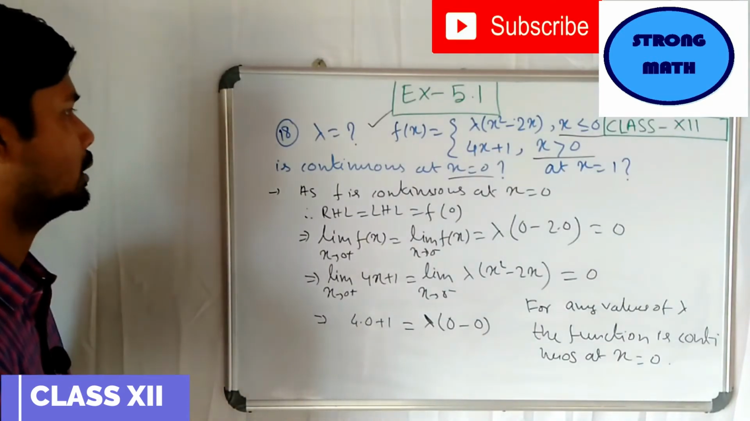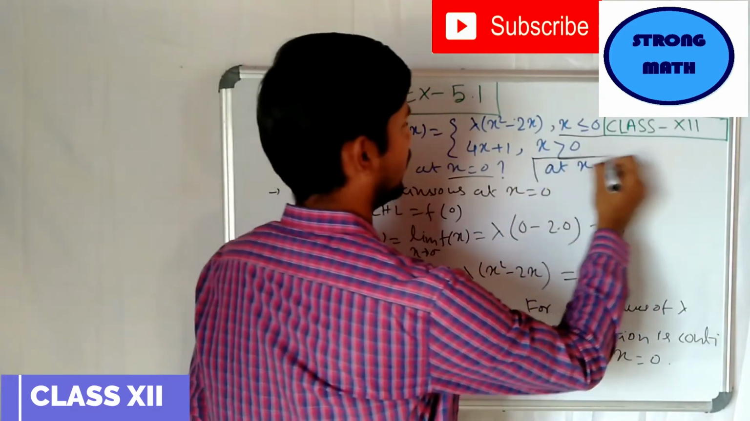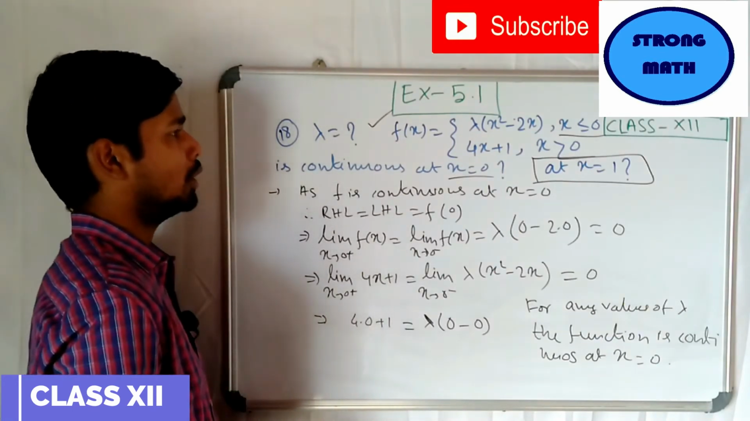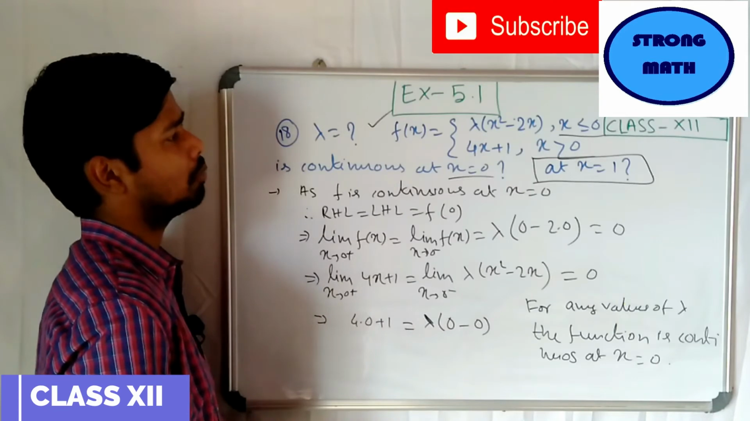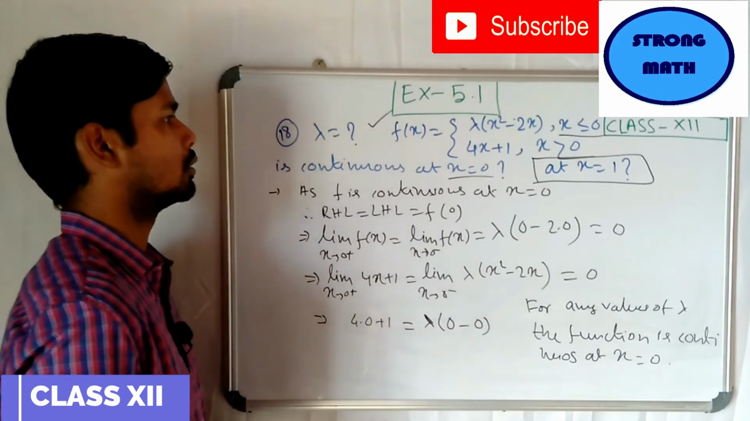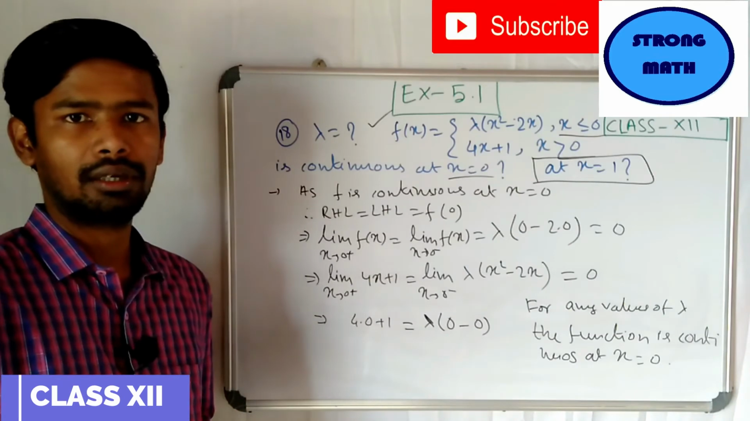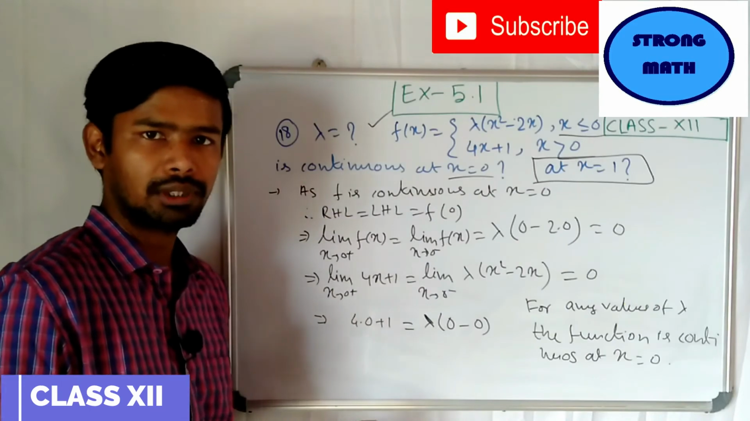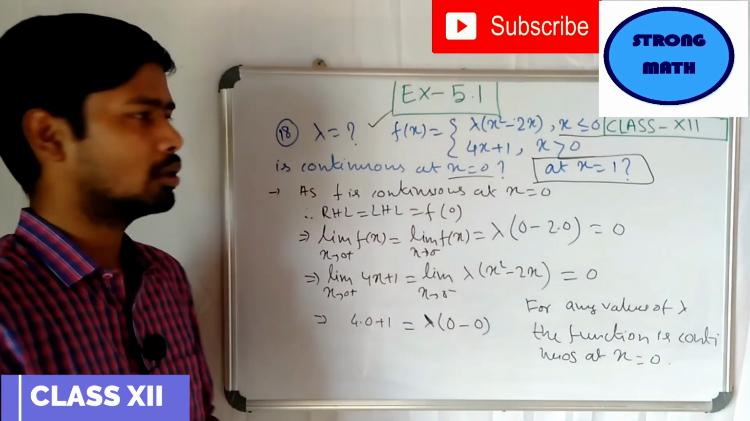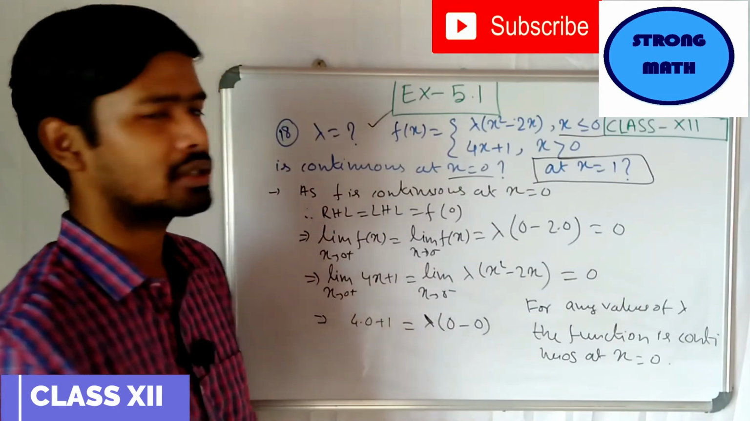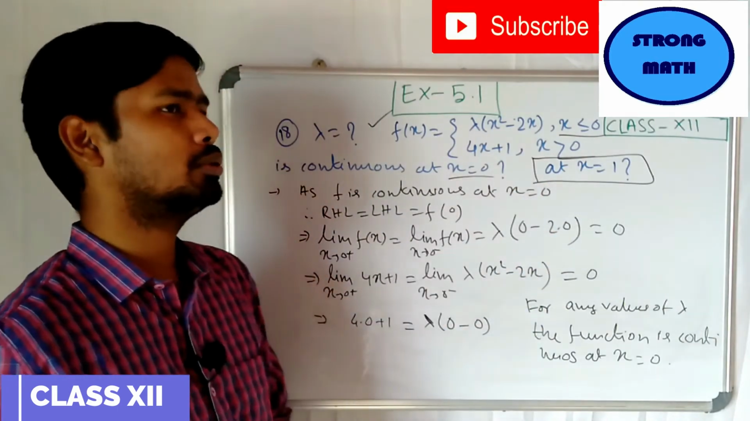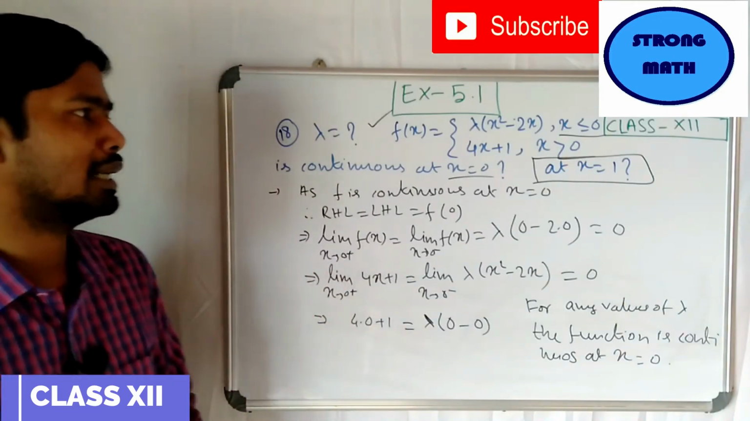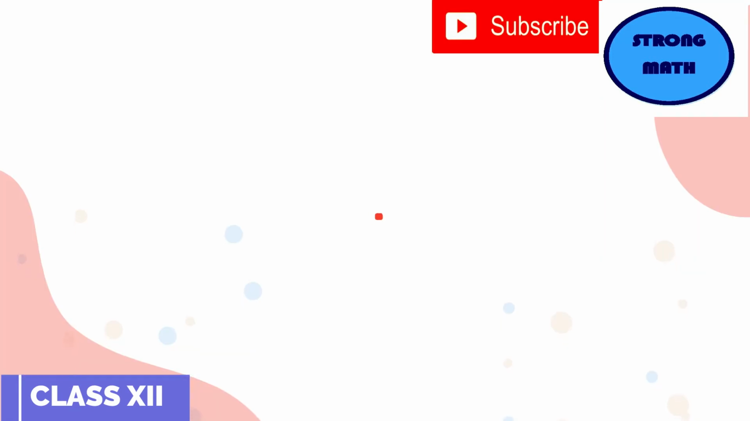Next, another part is: what about the continuity of the function at x equals 1? If we want to check the continuity of this function at x equals 1, we have to calculate the left hand limit as well as the right hand limit and the functional value of this function at x equals 1. Fine. So try yourself to find the values of this function at x tends to 1 plus, at x tends to 1 minus, and the function value.